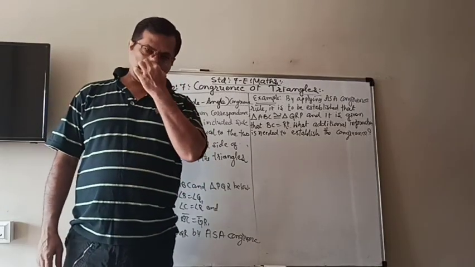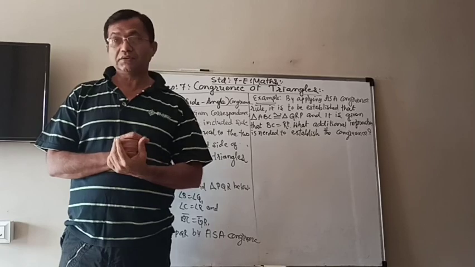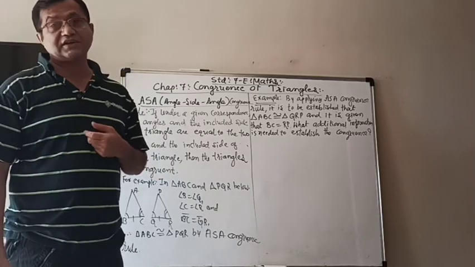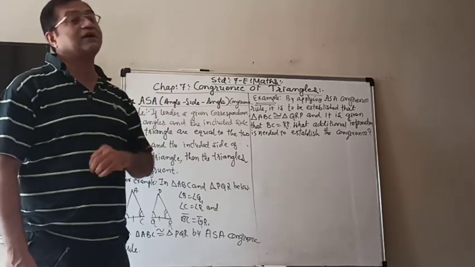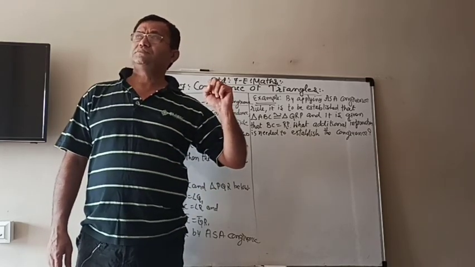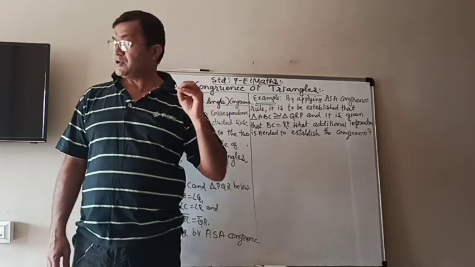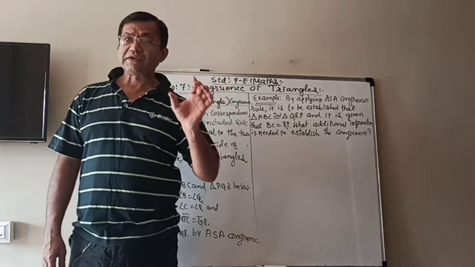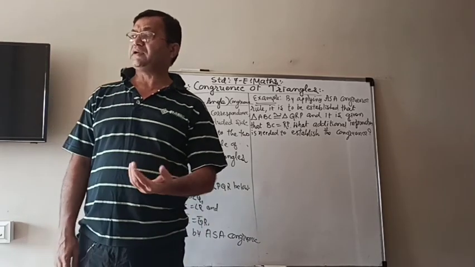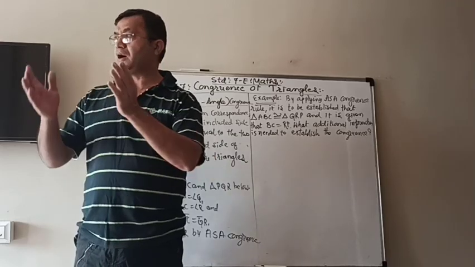Standard 7. We are learning a very interesting topic in geometry, that is congruence of triangles. We saw that two triangles are congruent if, under a given correspondence, the three sides and the three angles of a triangle are equal to the three sides and the three corresponding angles of another triangle.